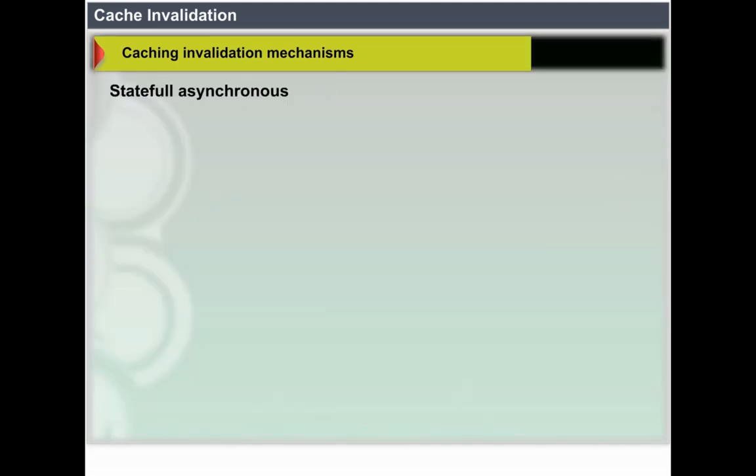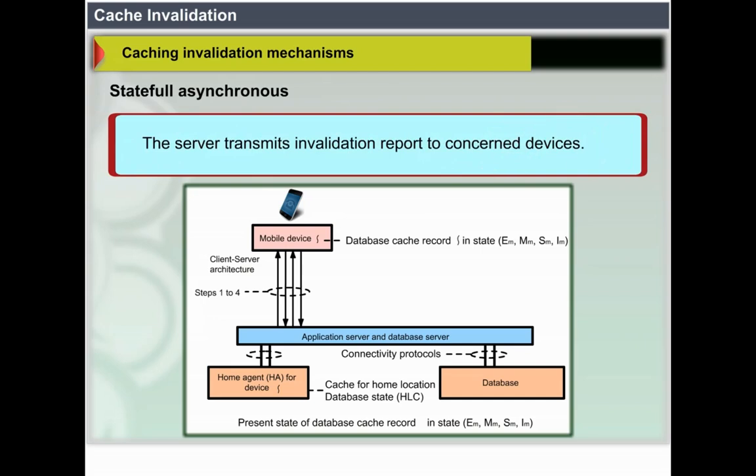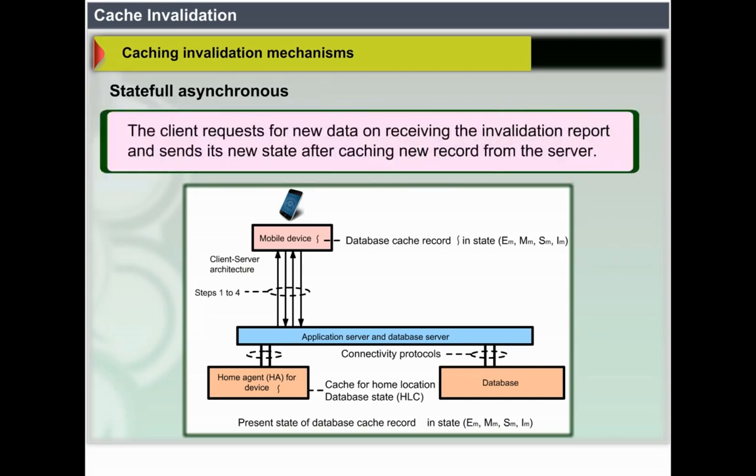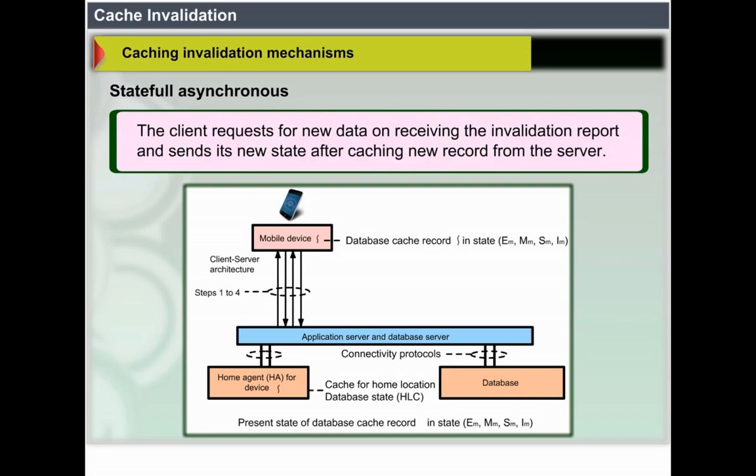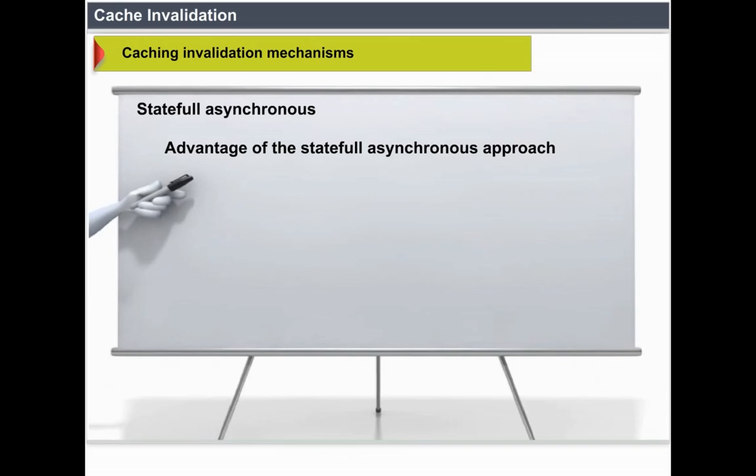Stateful asynchronous. Device cache states are maintained at the server. The server transmits invalidation report to concerned devices. The client requests new data on receiving the invalidation report and sends its new state after caching the new record from the server. Advantage of the stateful asynchronous approach.